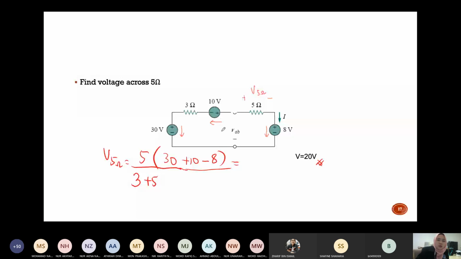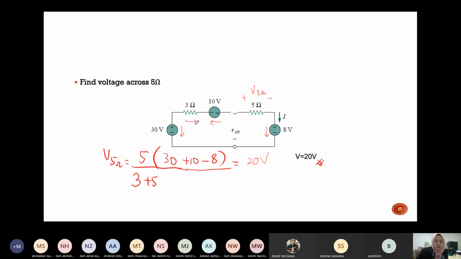Okay, so if you look at here, 30 volt and 10 volt is counterclockwise, so it's positive. 8 volt is clockwise, so it is negative. So 30 plus 10 minus 8, so you will get 20 volt.